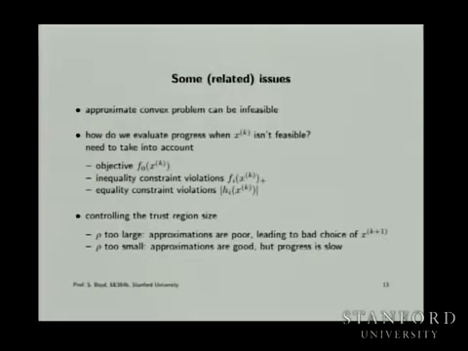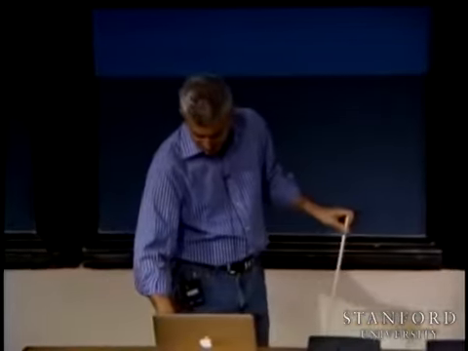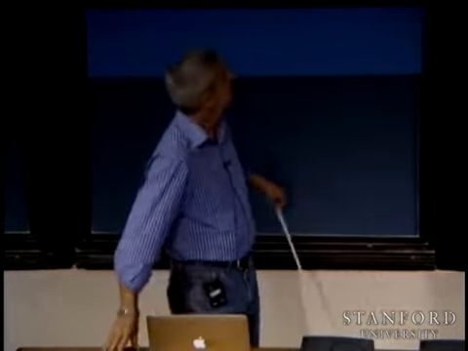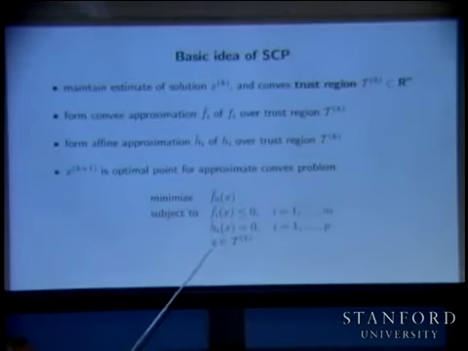The first is this. You can form this convex approximate problem. Let's go back to what it actually is. There you go. You can form this thing, but what if it's not feasible? Which could happen. Basically, you start with a point that's way off, totally in the wrong neighborhood, and you have a small trust region, so you can't move very far. That means this is probably not going to be feasible.